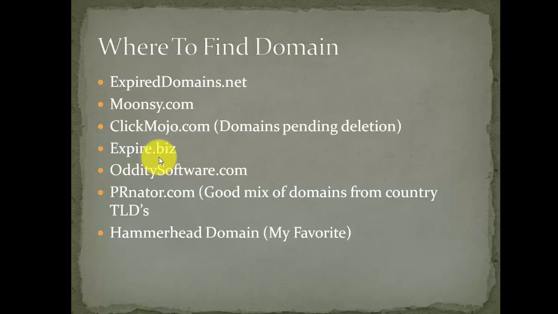So where to find these domains? I use Expired Domains, Munsi, ClickMojo, expired.base, Audity Software, PRNeta. These are actually domain websites which help you find your domain, and my particular favorite is Hammerhead Domains. This is a membership website. We need to pay, I forgot, I think around $28 or $29 monthly, and every day you can find one or two good expired domains from this website.